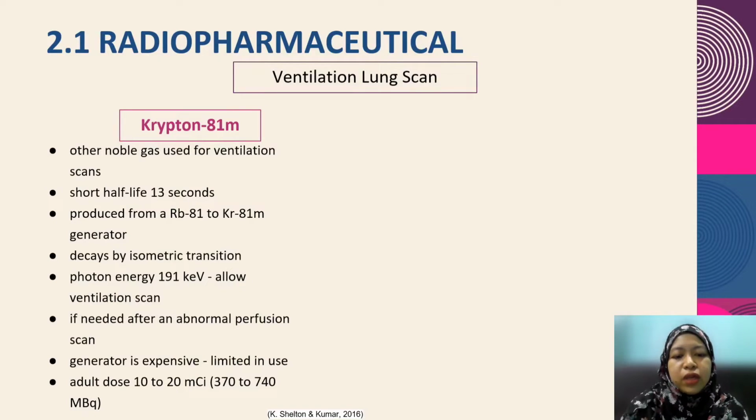if needed, after an abnormal perfusion scan. The generator is expensive and limited in use. The usual dose is 10 to 20 millicurie, which is 370 to 740 megabecquerel.